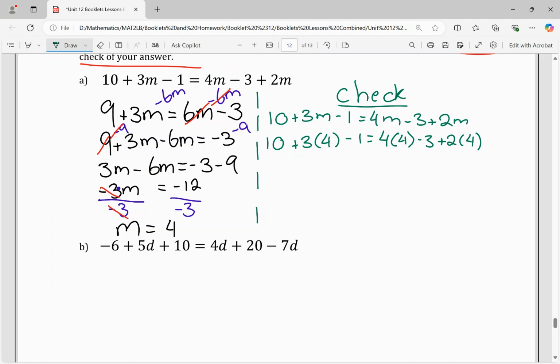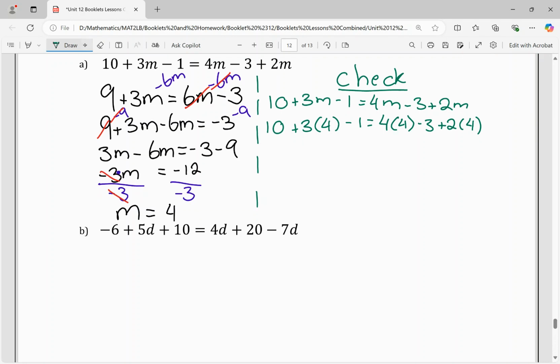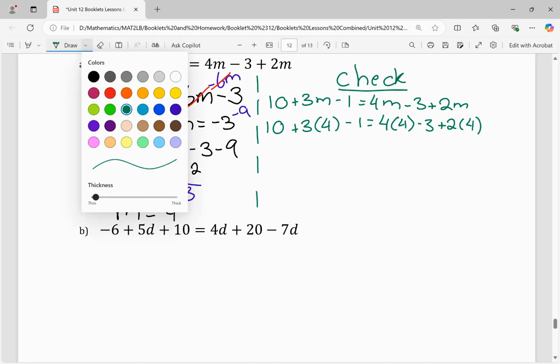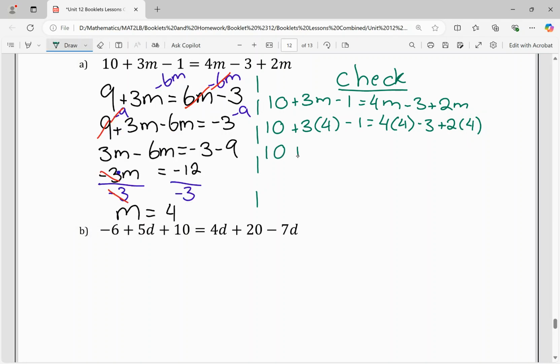So let's do the multiplication first. So that means this multiplication right here, this multiplication right here, this multiplication right here. We're going to do that all in one step, okay? So that means that I have 10 plus 3 times 4, which is 12, minus 1 equals 4 times 4, which is 16, minus 3 plus 2 times 4, which is 8.